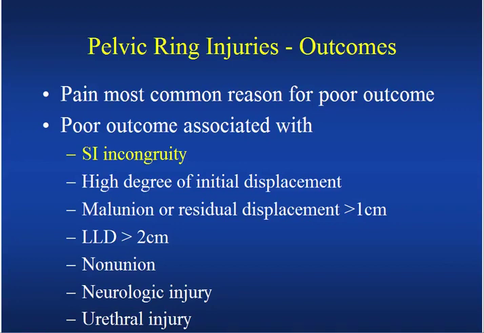If you have a high degree of initial displacement, malunions greater than 1 centimeter, leg length discrepancies greater than 2 centimeters, non-unions, or concomitant neurologic or urogenital injuries, those are also associated with poor prognosis.